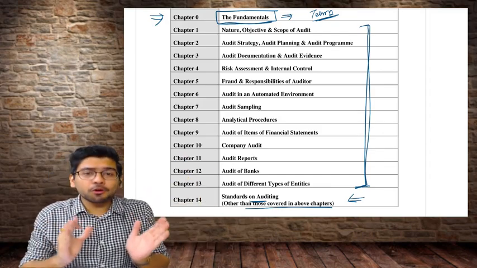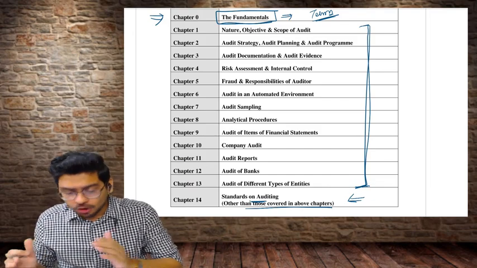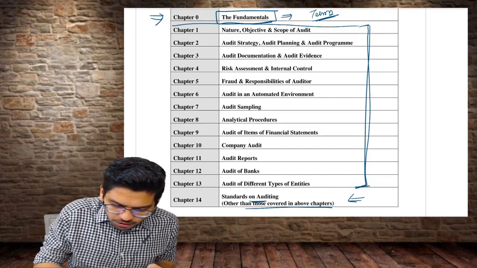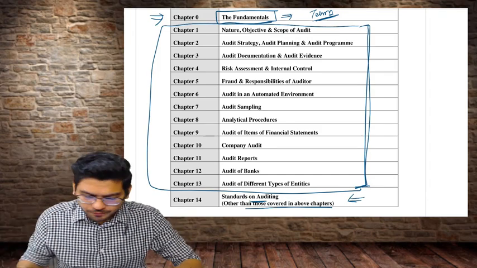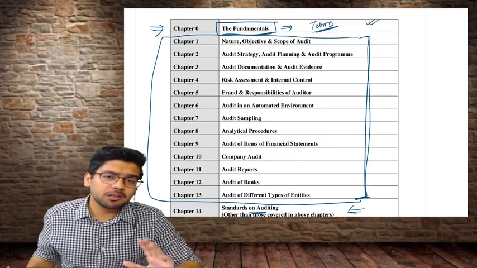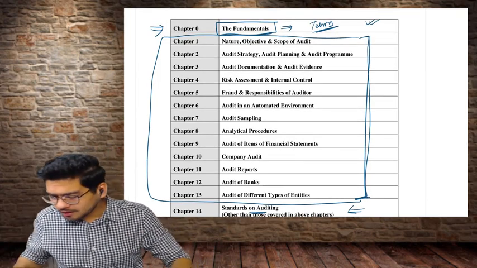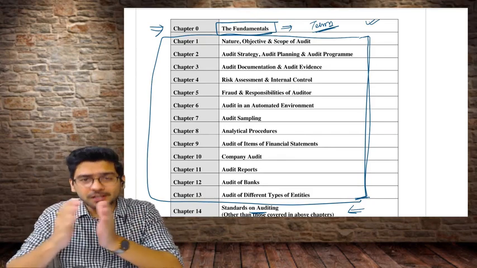If you compare this with your ICAI module, in your module you will only find chapters 1 to 13, but as something extra we are going to understand the fundamentals first. Now, this fundamentals chapter is only for the purpose of your understanding.